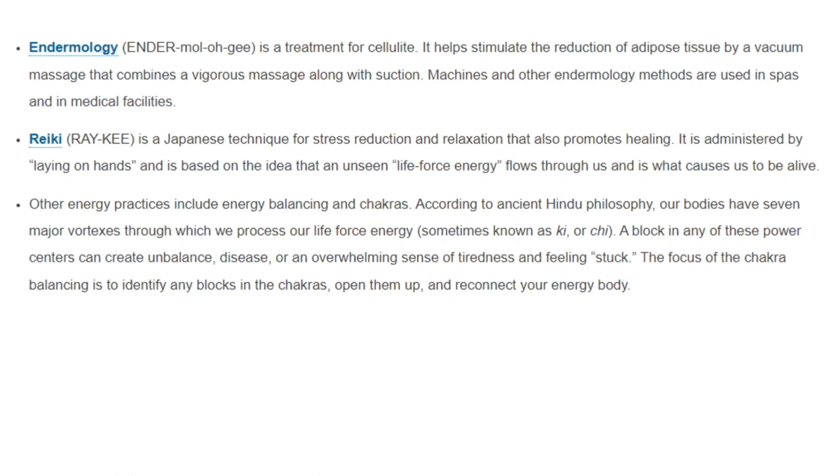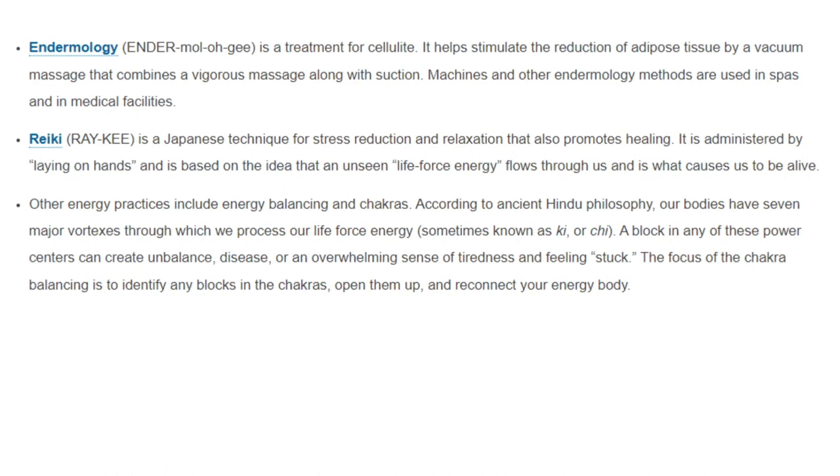Reiki is a Japanese technique for stress reduction and relaxation that also promotes healing. It is administered by laying on hands and is based on the idea that an unseen life force energy flows through us and is what causes us to be alive. Other energy practices include energy balancing and chakras.